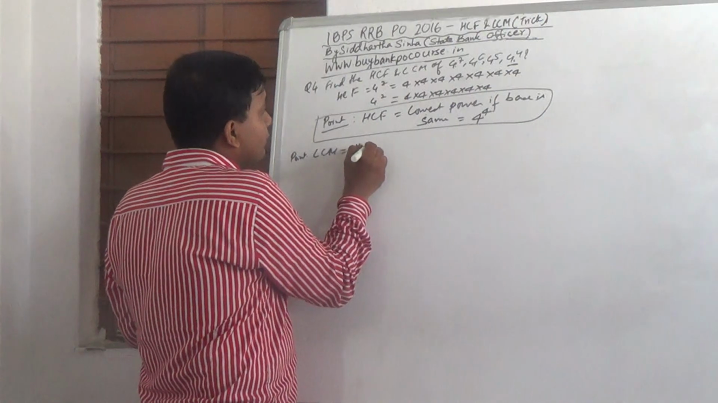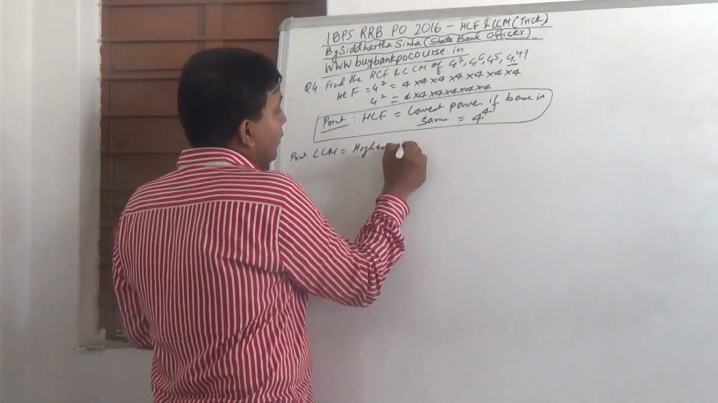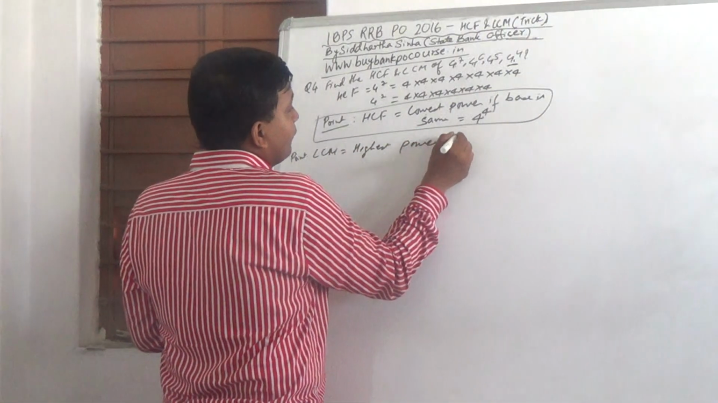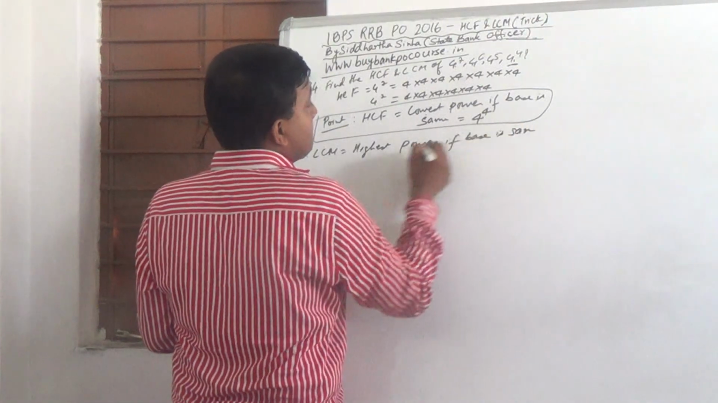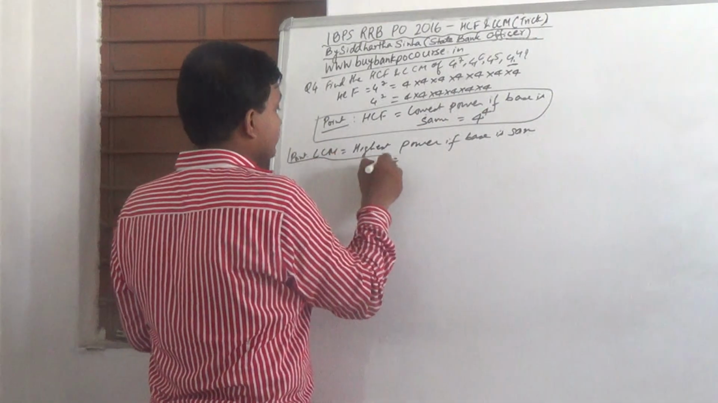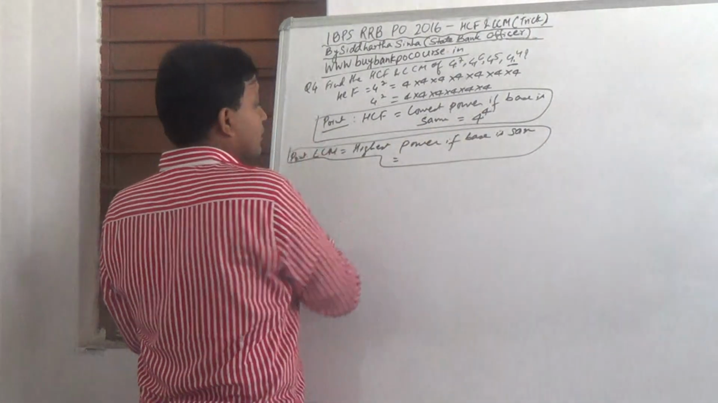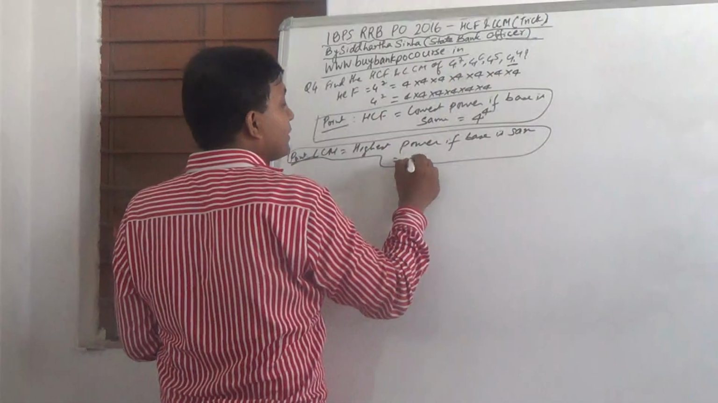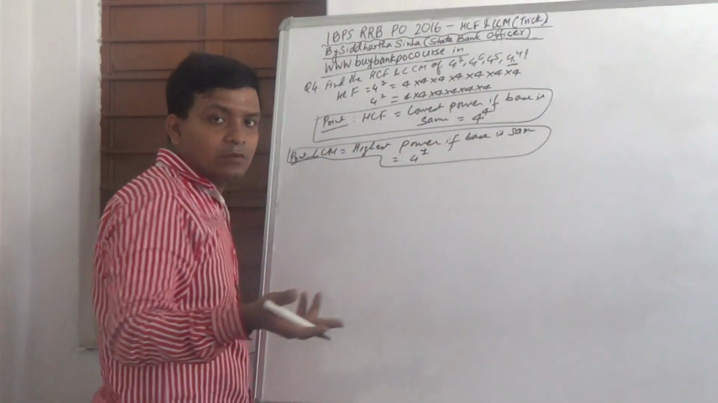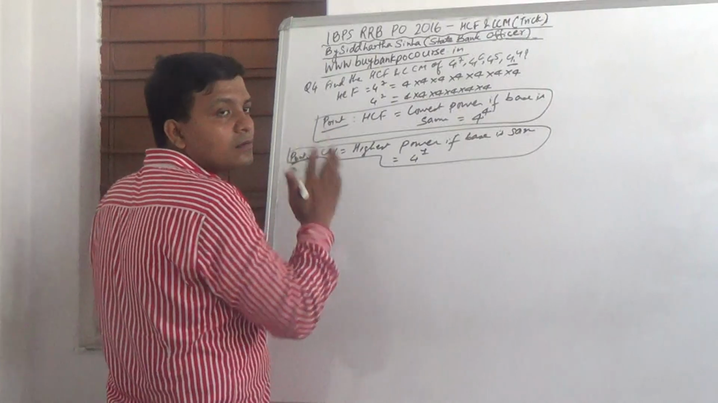And for LCM, it will be the highest power if base is same. So highest power if base is same: the highest power is 4 to the power 7, and of course the base is same, everyone is 4. So this is the answer.